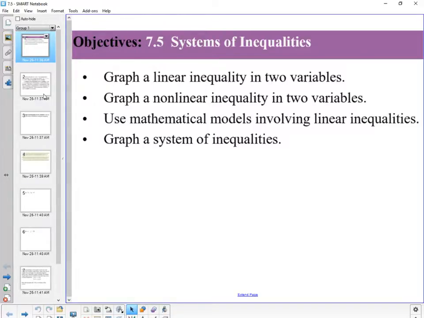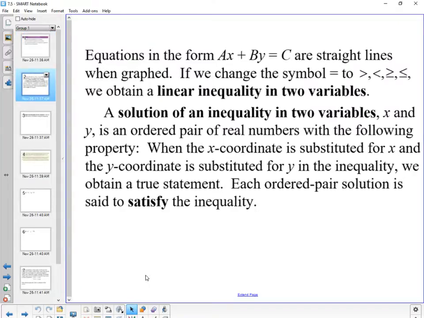Equations in the form of ax plus by equals c are straight lines. Those are linear equations. We are changing our equal, though, to be any one of these four, which is less than, less than or equal to, greater than, greater than or equal to. Those are the only four options for inequalities. If you use this guy, it's now just an equality.